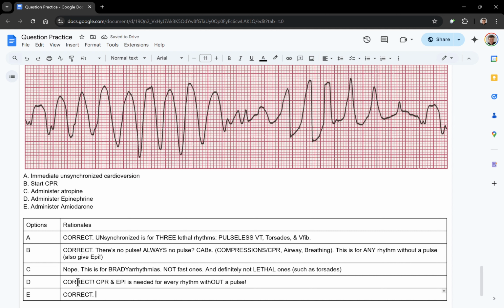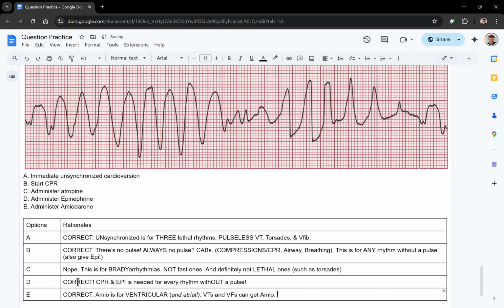Why it's a correct answer: because amiodarone is indicated when you have torsades or ventricular arrhythmia, right? Remember we have ABCD drugs. It's the only one that's also for ventricular rhythms. Amio is for ventricular and atrial. So VTACs and VFibs can get amio.